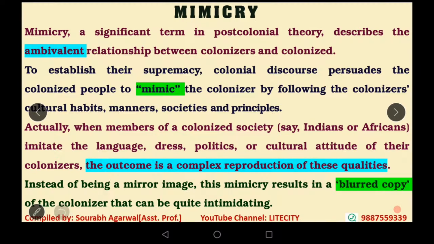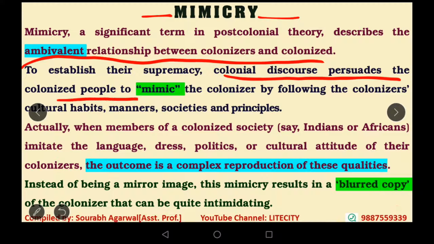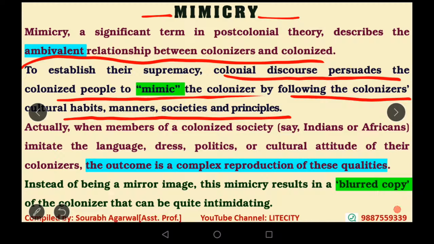A very correlated term with hybridity is mimicry, and it is one of the key terms of post-colonial discourse. Mimicry describes the ambivalent relationship between the colonizer and the colonized. In fact, to establish their supremacy, colonial discourse persuaded the colonized people to mimic the colonizer by following the colonizer's cultural habits, manners, societies and principles. When they first settled themselves as the colonizers, they wanted the native people to imitate them, to copy their culture, so that their native culture can be proved to be uncivilized, under-civilized, or insufficiently civilized. The main purpose behind this desire to make the native follow their custom was to show the supremacy of the West, or we can say propagate the Eurocentric vision of the world.